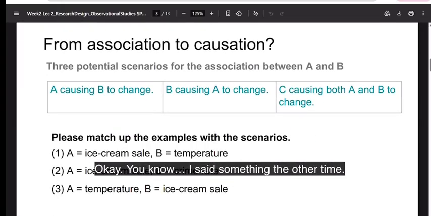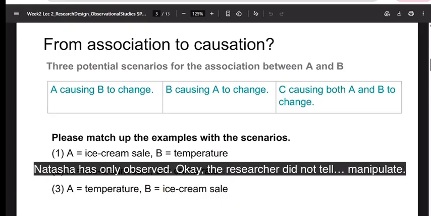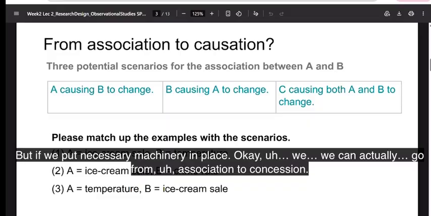Okay, I said something the other time. Because of the absence of randomization, because researchers only observe and did not manipulate the explanatory variable, we're not able to conclude on causation. But if we put the necessary machinery in place, we can actually go from association to causation.